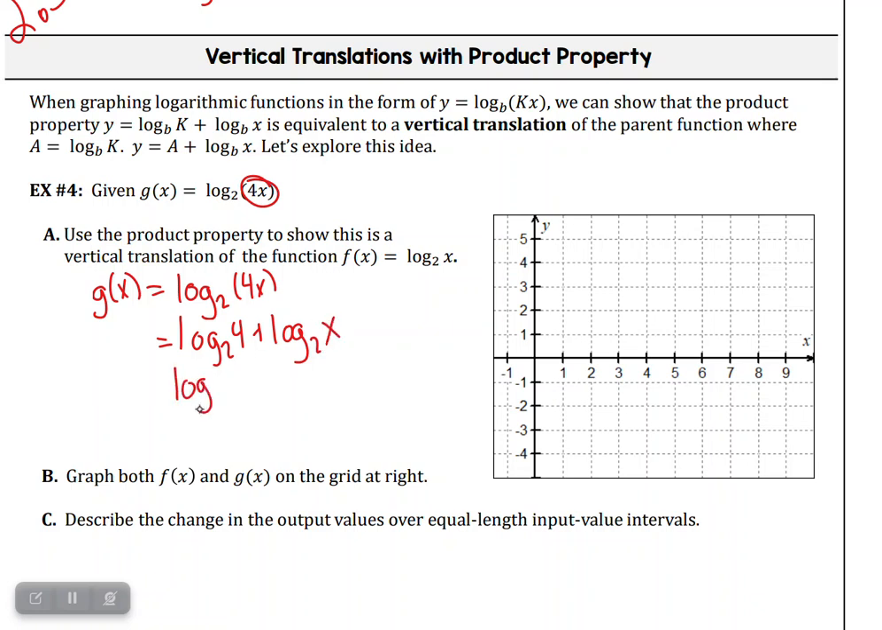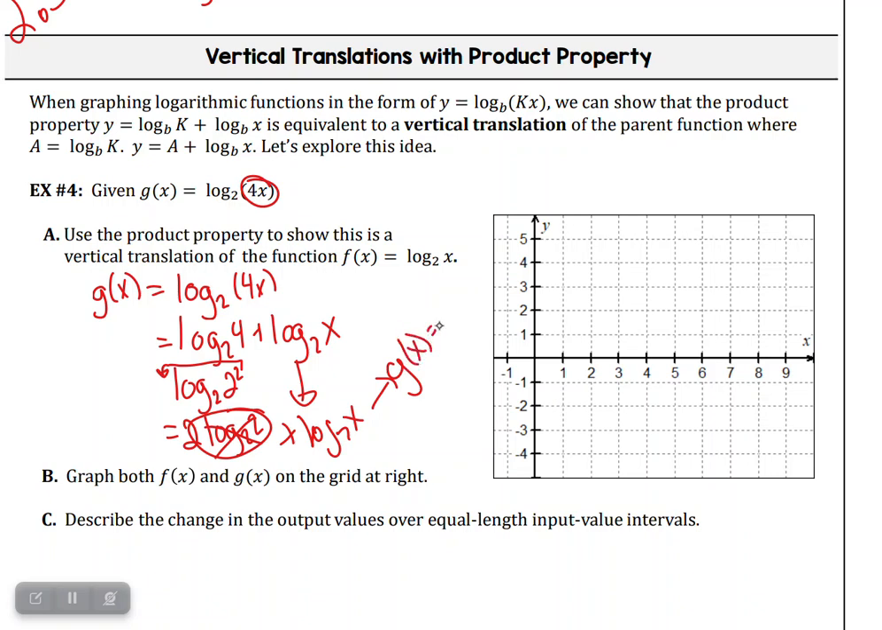And then I rearrange that 4 to be 2 squared. Now swing the 2 to the outside. It's 2 log base 2 of 2. Well, what happens to log base 2 of 2? It cancels out. So now what we're left with is g of x equals log base 2 of x plus 2. See how that vertical shift, that add 2 at the end, is going to translate to that. It means the same thing.